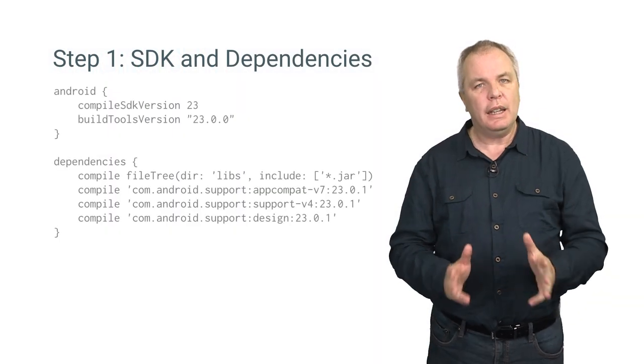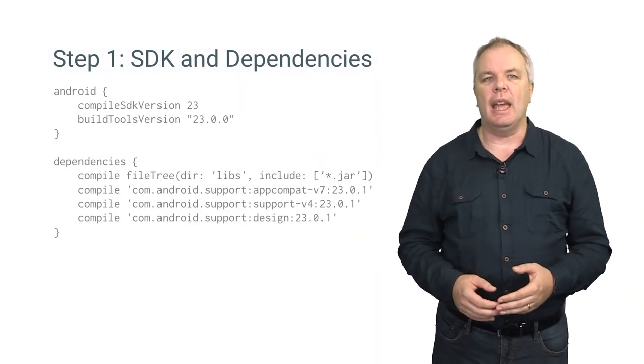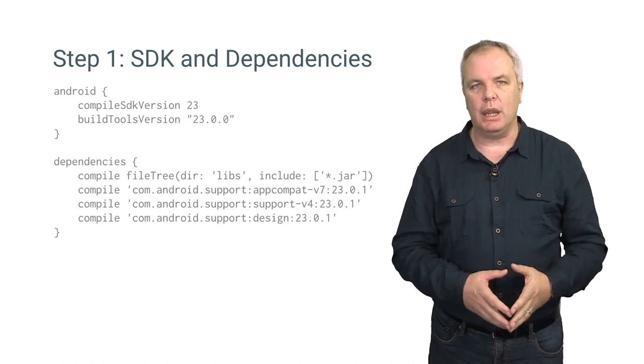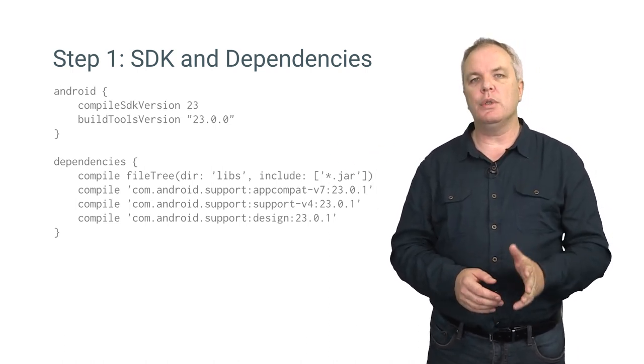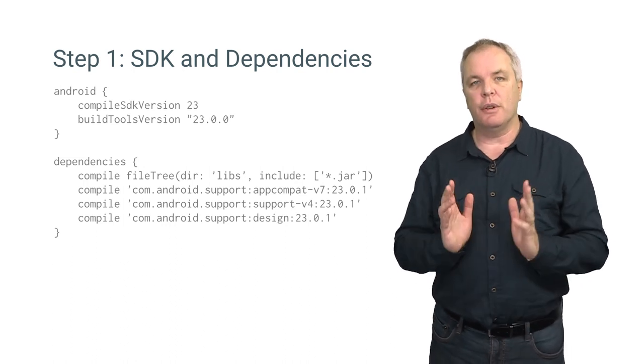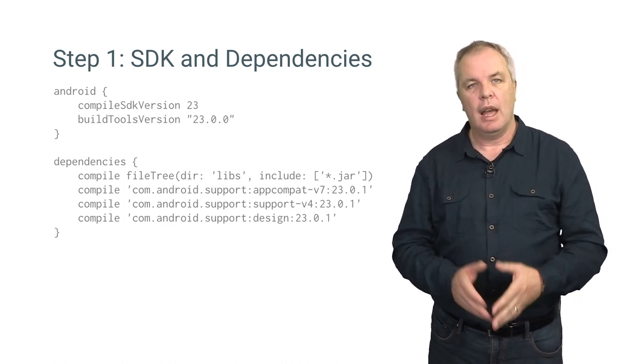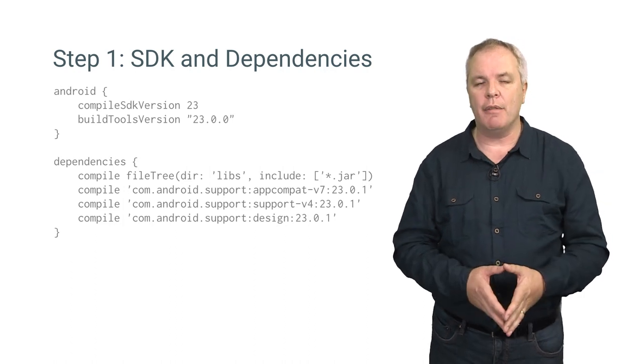Step 1. Set your API level and target SDK to at least version 23. You can see them in your Gradle code here. Also, make sure that you're using the V4 support library to verify and request permissions. Add it to your Gradle file if you don't already have it.